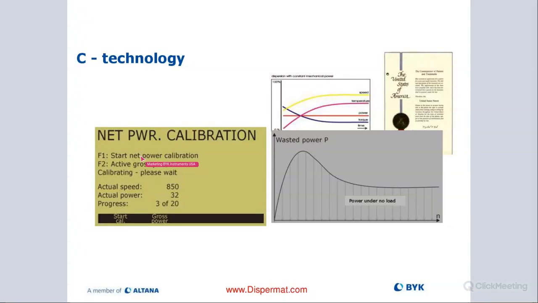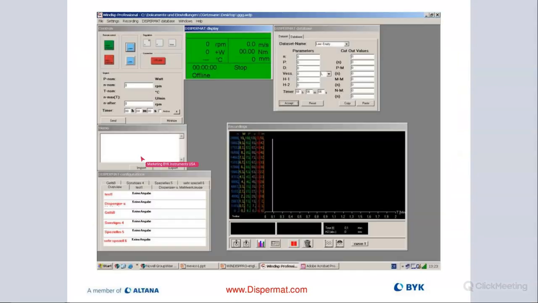The net power calibration, I already explained that earlier, that you can set the machine to a 0 point in terms of the amount of energy you're putting in. So that means when you're running it, all the values are really related to your product and not any machine input.